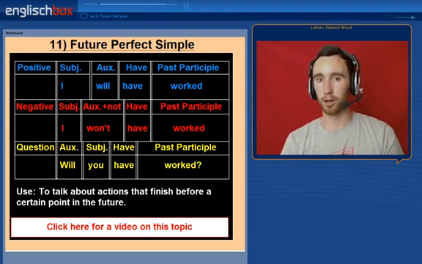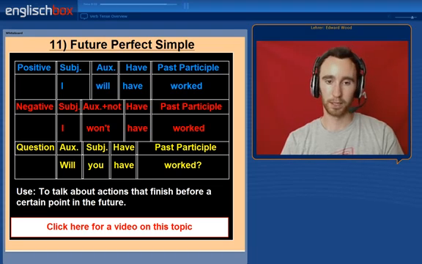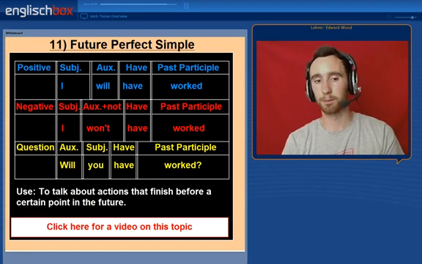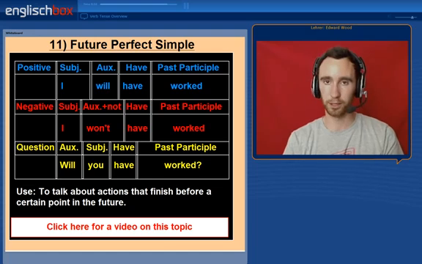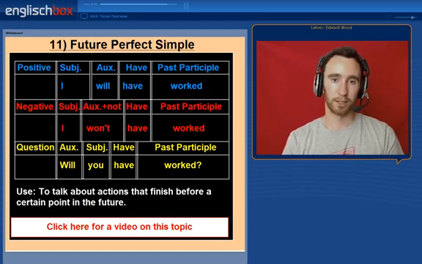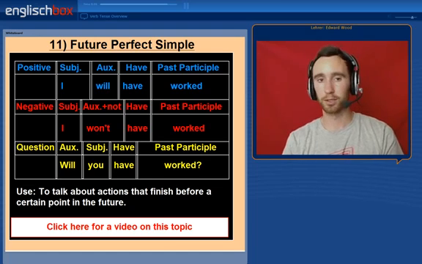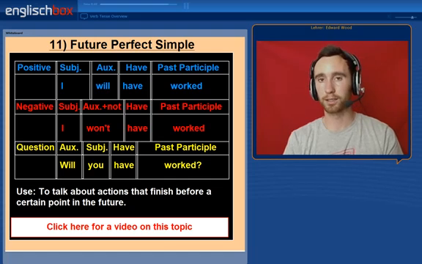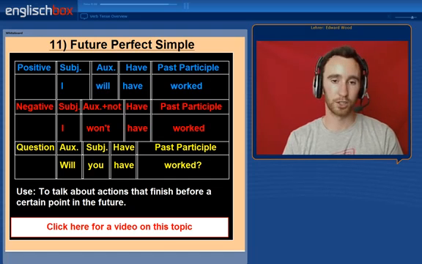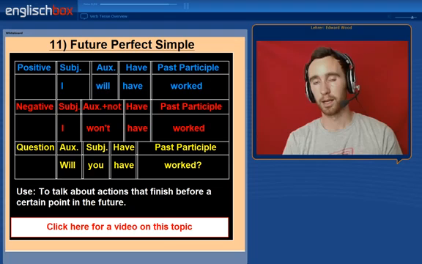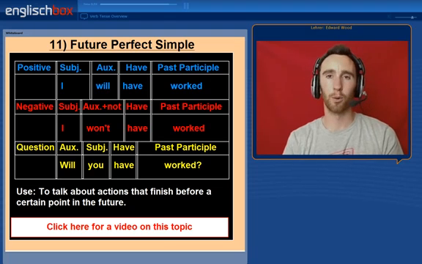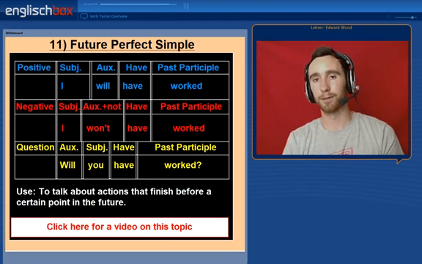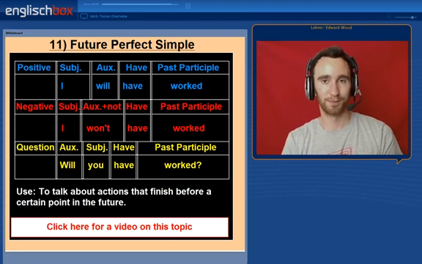Only 2 more tenses to go. We have the future perfect simple. This is used to talk about actions that finished before a certain point in the future. So, for example, I will have worked in positive, the subject, auxiliary, have, and the past participle. In negative, I won't have worked. And the question, will you have worked? So I will have worked for 8 hours by the time it's time to finish work, for example.